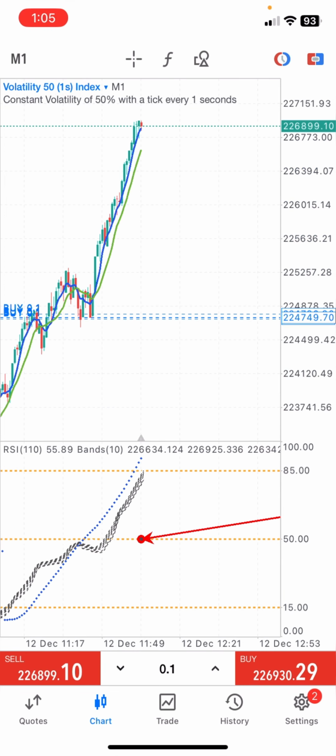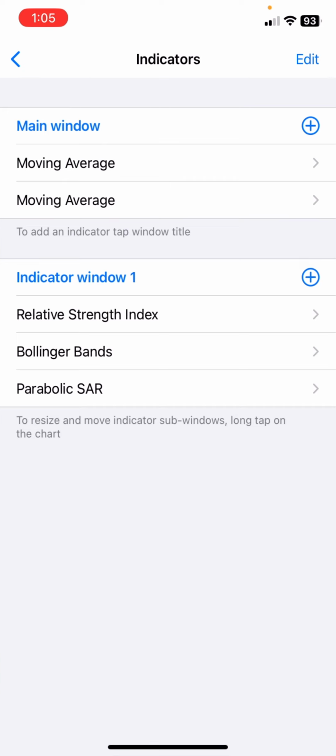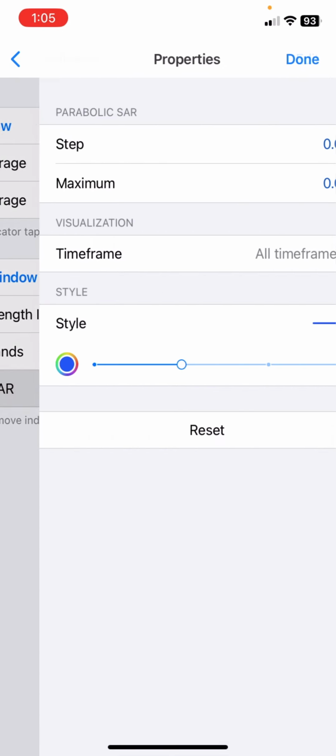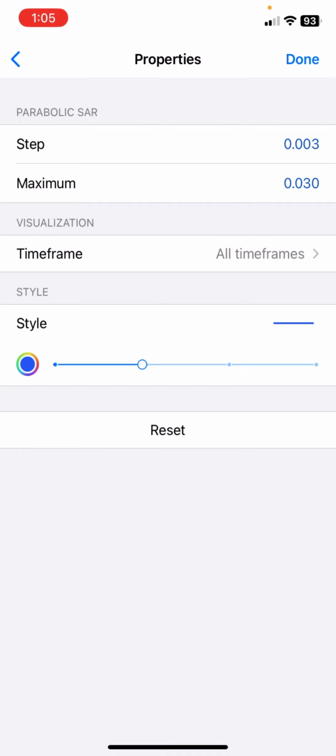When you set everything up, click on done. Now we are adding the last but not the least indicator, which is the Parabolic SAR. Click on indicator window 1 plus, search for Parabolic SAR, click on it. Now these are the properties for the Parabolic SAR. The step is 0.003. The maximum is 0.30.